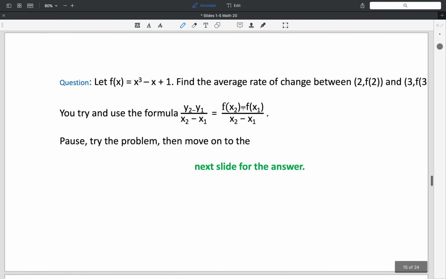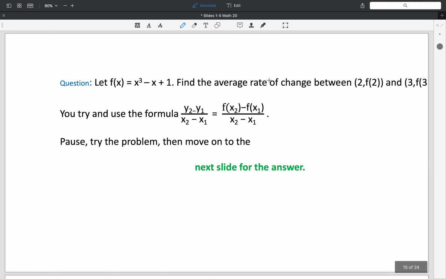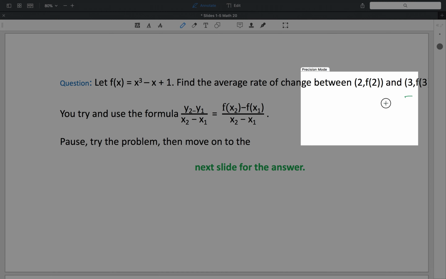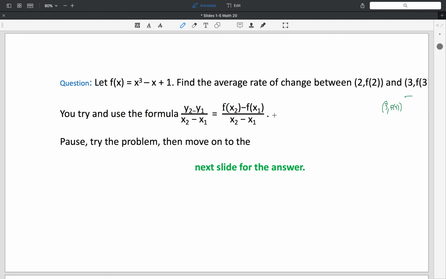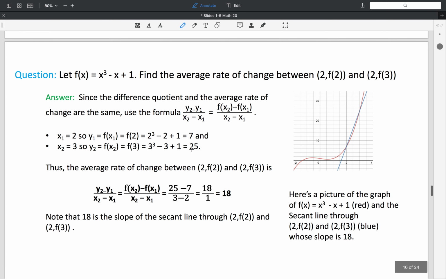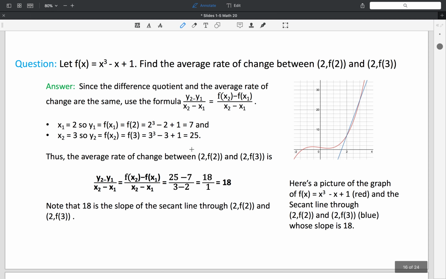Okay, so here's an example. Let's find the average rate of change here. Sorry, this got cut off, but that's 3, f of 3. Okay, so I'm going to use this formula here and try to find the average rate of change. I want you to try the problem, and then move on to the next slide for the answer. You should hit pause.